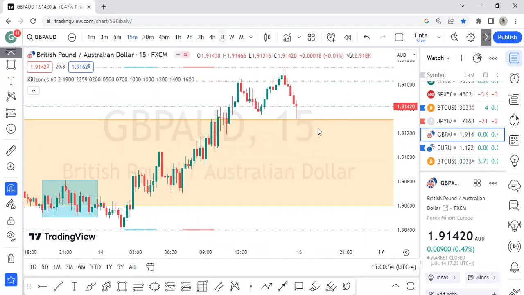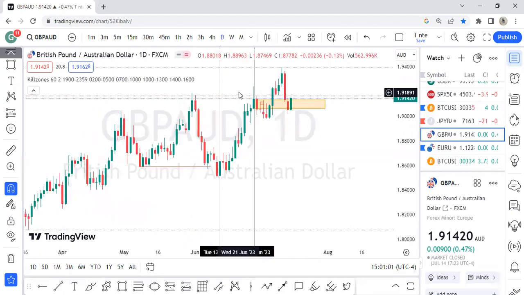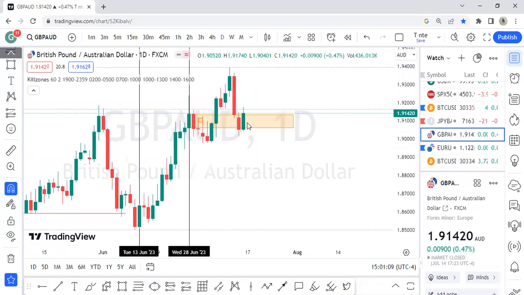So my position is the market might still want to make a new high above this high. It might happen, might not happen. Let's just watch. Right. So let's just see. You just be very careful of this imbalance here.